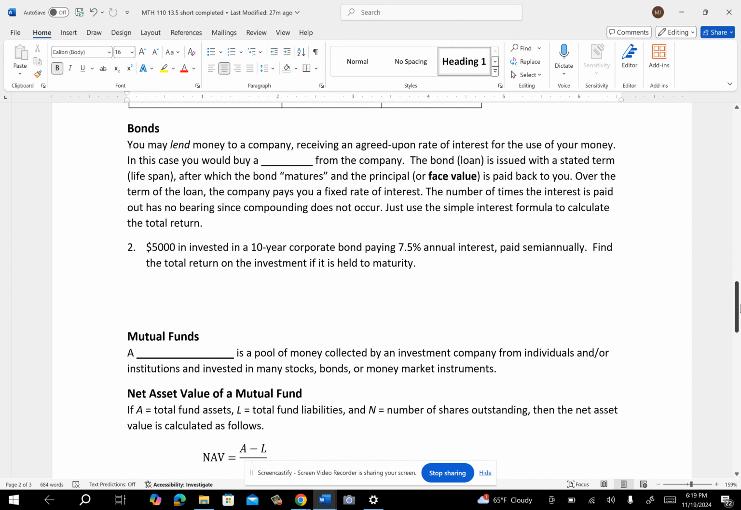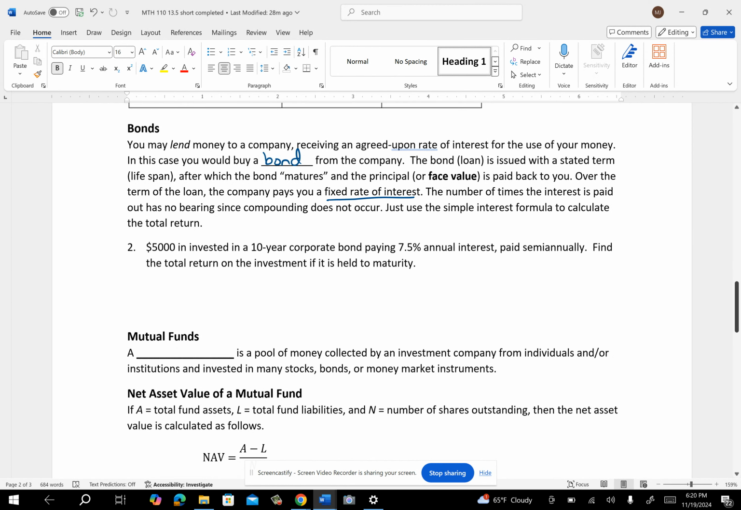All right, so a bond is different than a stock. It's like you're lending the company money and you receive an agreed upon rate of interest for the use of your money. You say that you're buying a bond, but in reality, you're giving them money to use, and then they'll pay that amount back to you. They'll give you that face value back, and then also over the term of the loan, they'll pay you a fixed rate of interest as well.